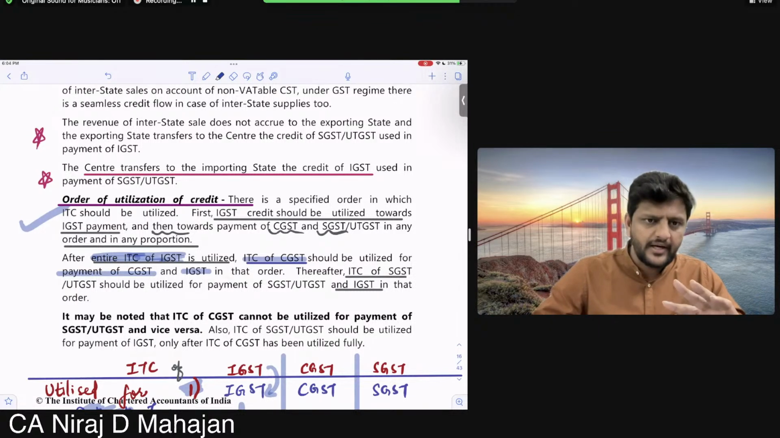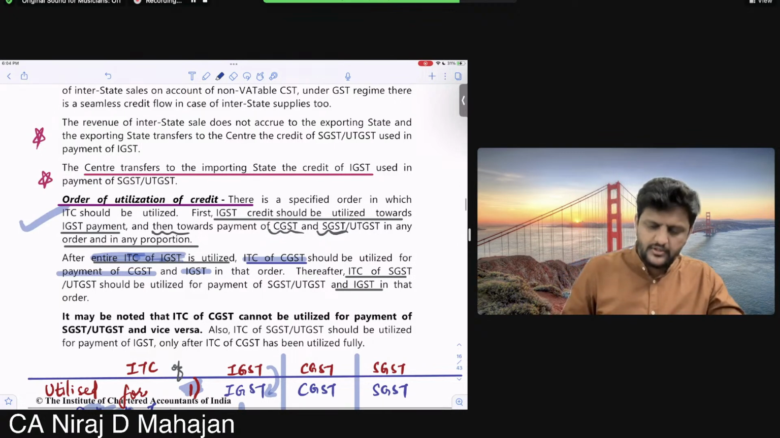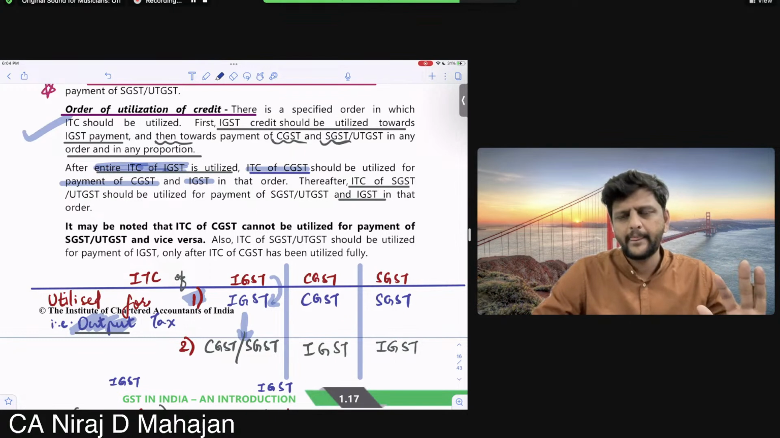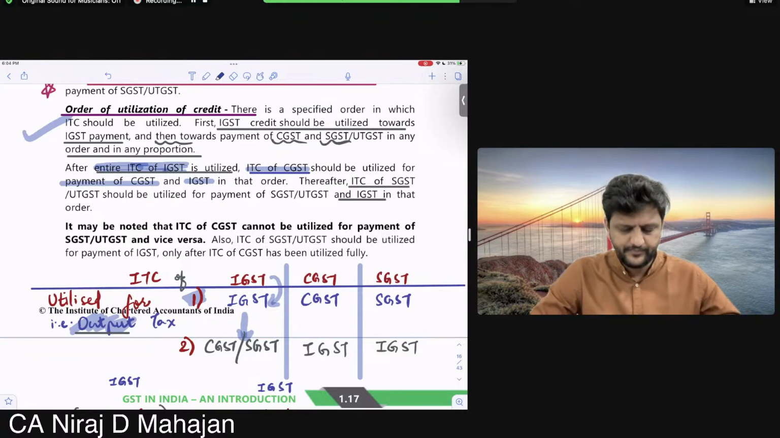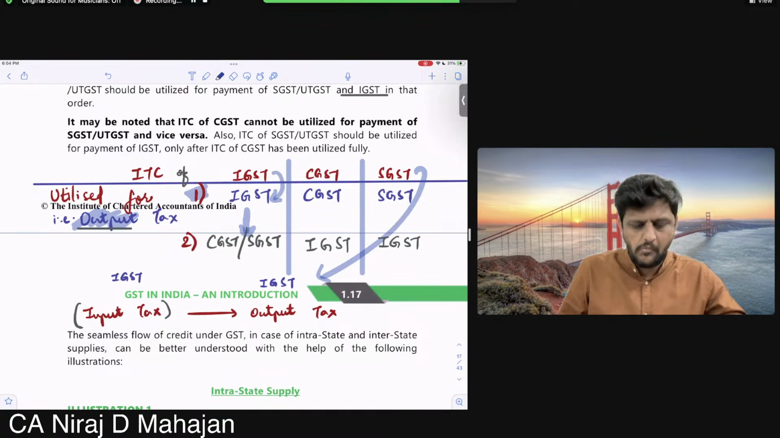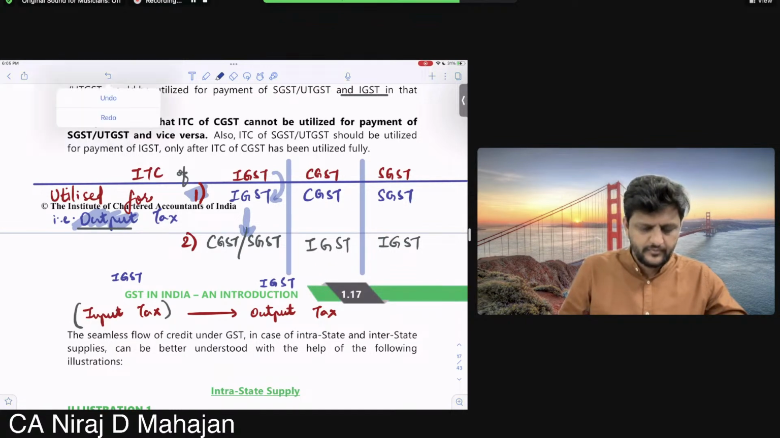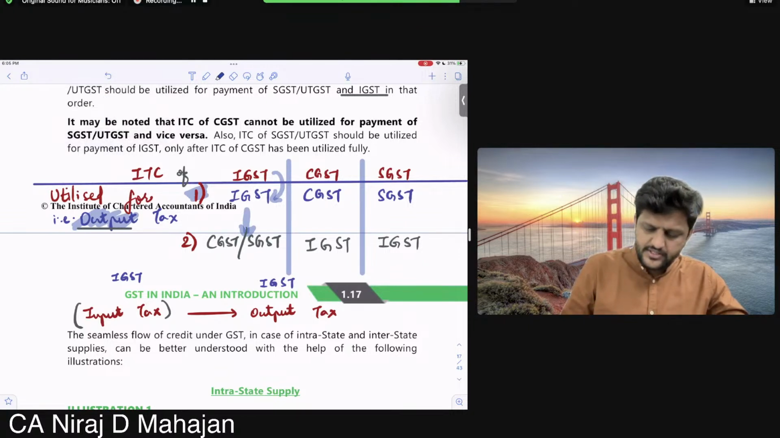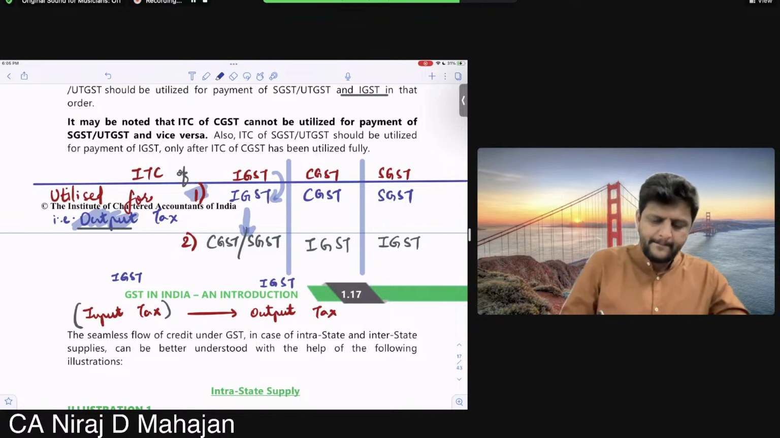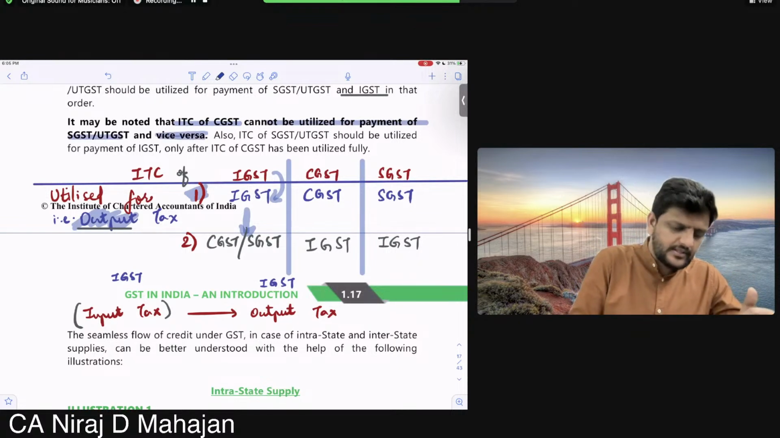After the entire ITC of IGST is utilized, then ITC of CGST should be used for CGST and IGST in that order. This will get a little complicated for you. And ITC of SGST is to be used for SGST only, and then IGST. But we can't use SGST ITC towards CGST output, not allowed. And similarly we can't use CGST credit for SGST output, not allowed. ITC of CGST cannot be utilized for output of SGST or UTGST, and vice versa. Alright?